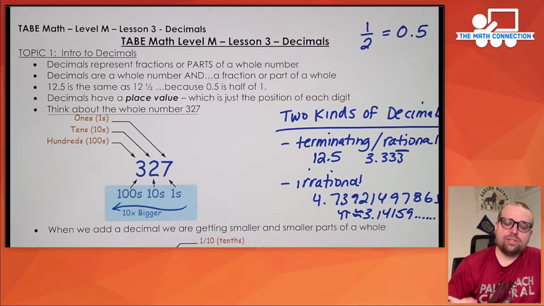Okay, so that's two kinds of decimals. I don't actually think you're going to see that in this particular part of Essential Ed, but still good information to know.